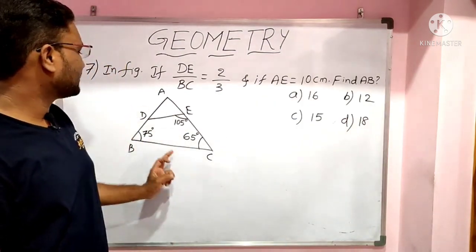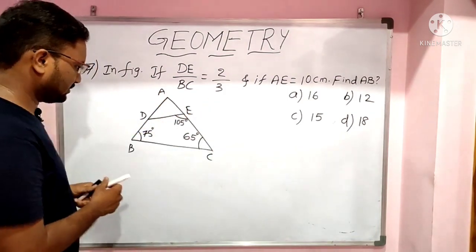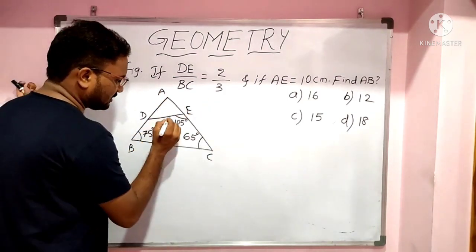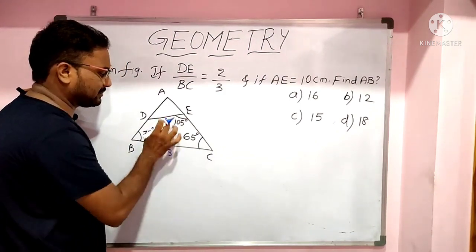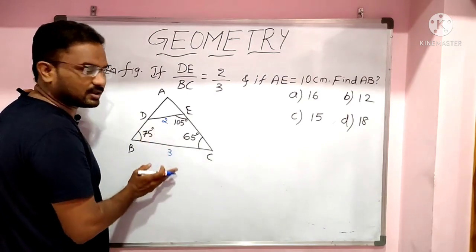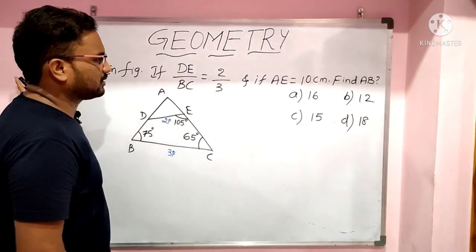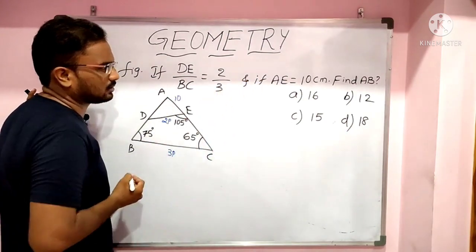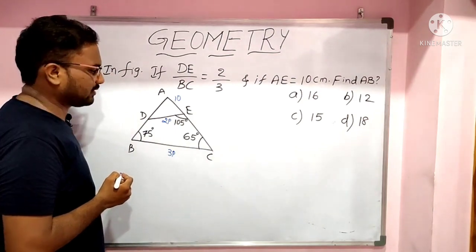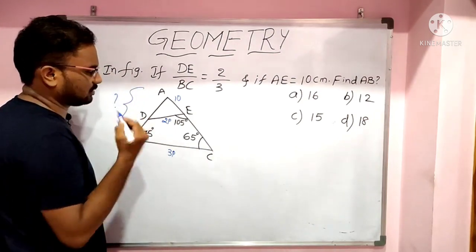In the figure, a figure is given. If DE by BC equals 2 by 3, so the ratio of this side and this side is 2:3. These are not measurements, this is the ratio 2:3. This is 2 parts and this will be 3 parts. And if AE equals 10, this is 10, find AB. We need to find AB. This length, the total length, how much?